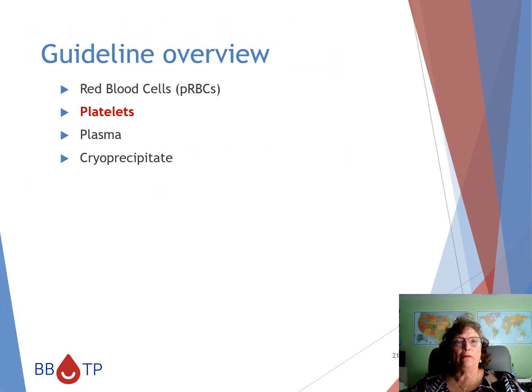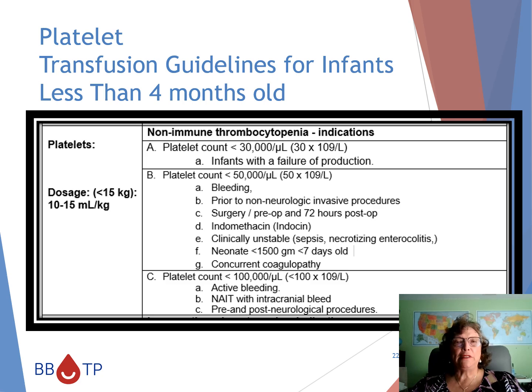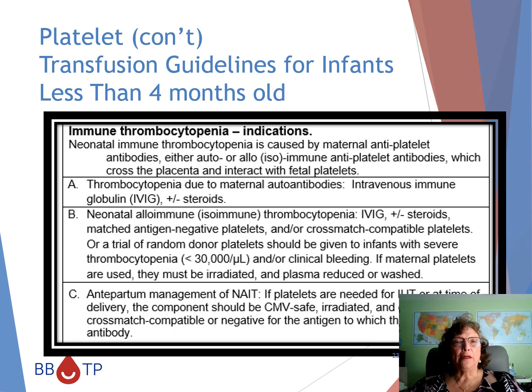The next part of our guidelines we'll be looking at is platelets. And as you can see, we have situations where you have non-immune thrombocytopenia indications. And of course, the dosage here is 10 to 15 mLs per kilogram. So you have a number of different symptoms that the baby may be experiencing, different whether or not they're getting prepared for surgery or instability. And based on their platelet count will determine when you transfuse. These are the current guidelines that are being used at UF Health Shands Hospital.